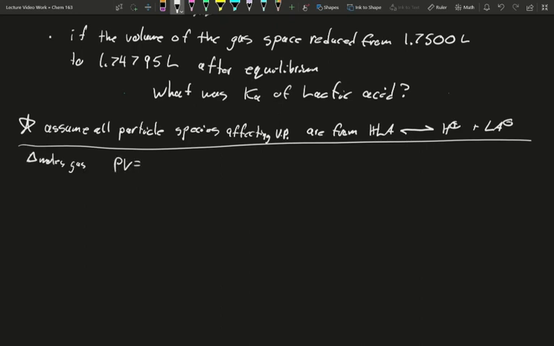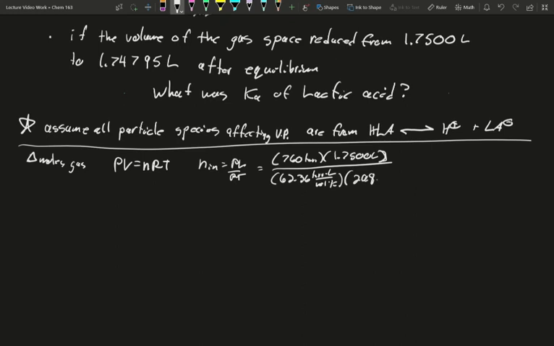Remember our PV equals nRT. So we can find our initial moles. So let's find n initial. It's going to be PV over RT: 760 torr, 1.75 liters. R for when we're in torr is 62.36. And our Kelvin at 25 Celsius is 298.15. So our original moles in our balloon was 0.071534. We're just going to keep a lot more sig figs than we rightly have for a while. That was our initial moles.